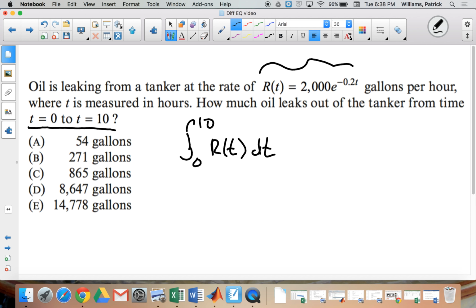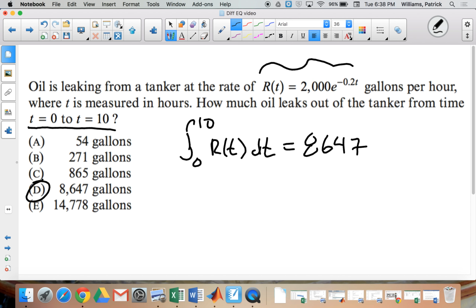What we'll end up getting should be approximately 8647. So we could have gotten this answer. We know it's going to be D. We could have gotten it this way, but why don't you pause the video and try to apply what we just learned about exponential functions to see if you can figure out how to do it without applying fnInt. Pause the video.